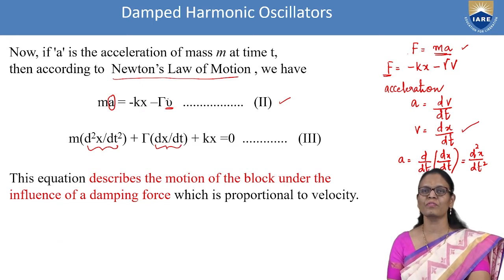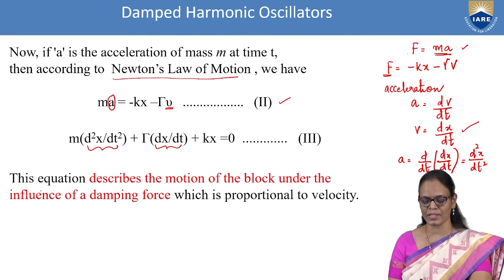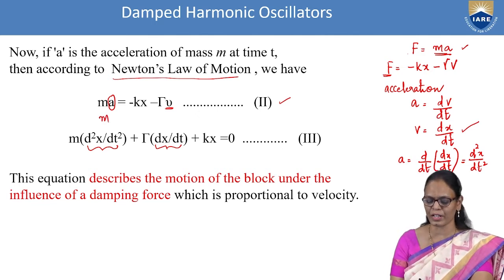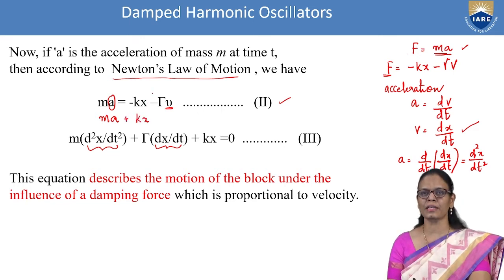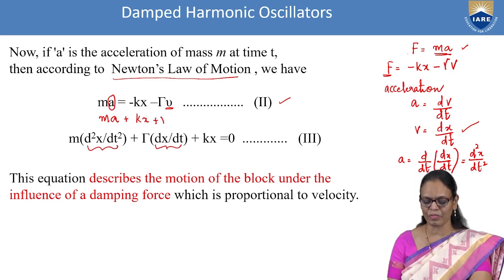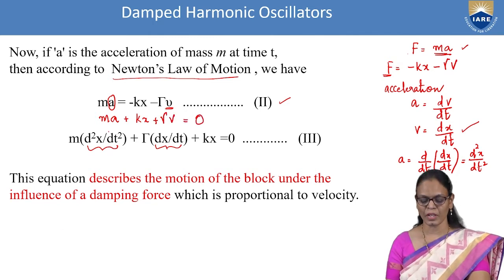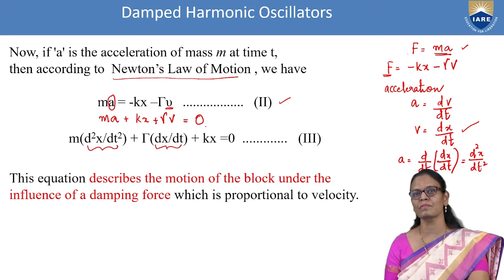See here what we have done. We are bringing all the terms onto one side. I can write one more expression here. ma is plus kx because on the right hand side it is minus kx. I transpose it and bring it onto the left side. We get ma plus kx plus gamma v is equal to 0.